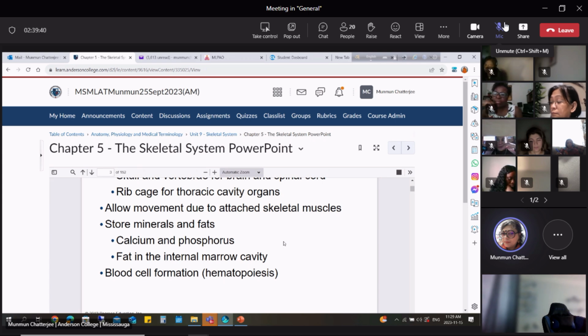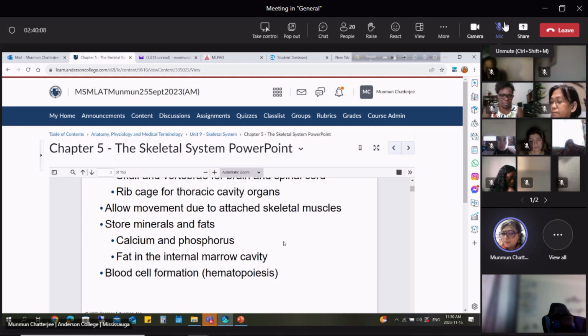So the liquid portion is the internal marrow. We are going to learn which type of bone contains what type of mineral or fat later. And also what is another function? The main site of formation of all blood cells is inside the bone marrow.